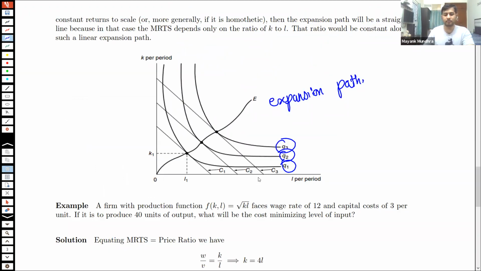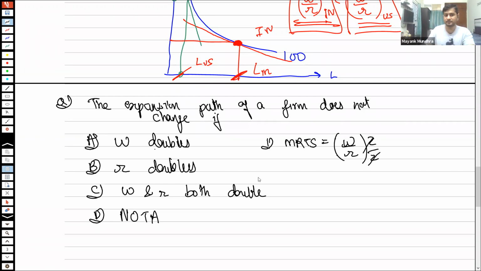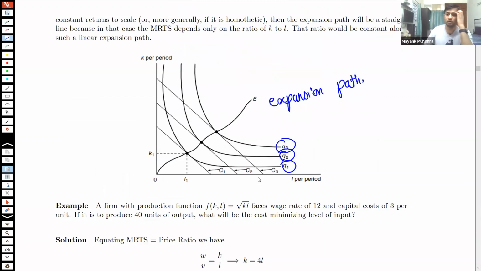Look at A, by the way, when the wage rate doubles. Okay. So when the wage rate doubles, what will happen to the expansion path? Will it shift to the left or will it shift to the right? If the wage rate is going to double, whereas other things remain the same. Some of you are saying to the left, some of you are saying to the right.